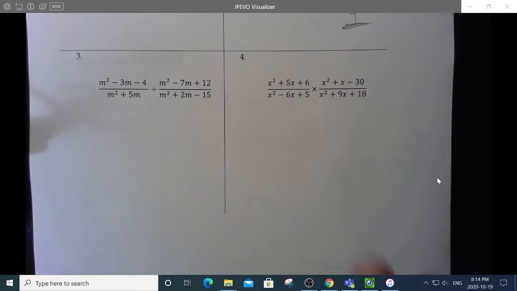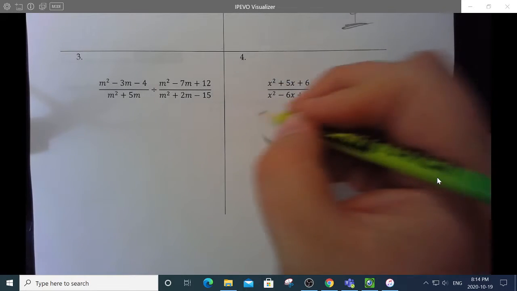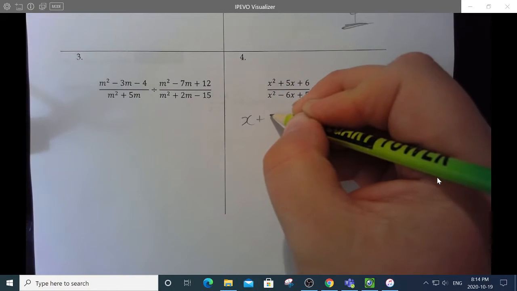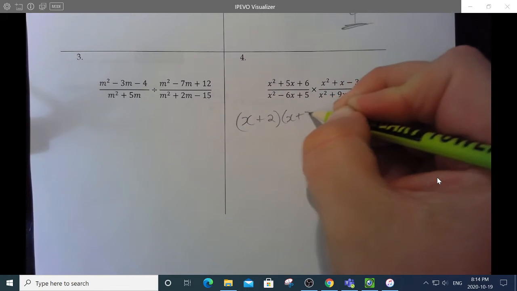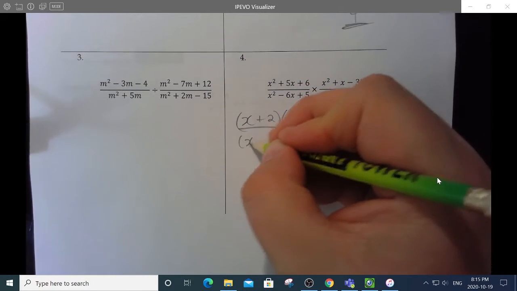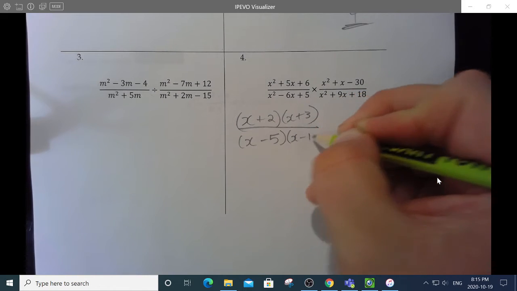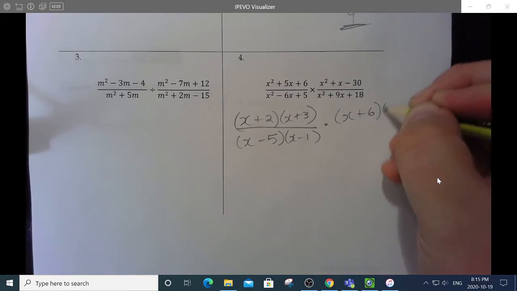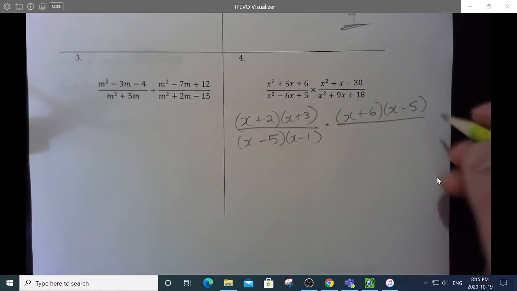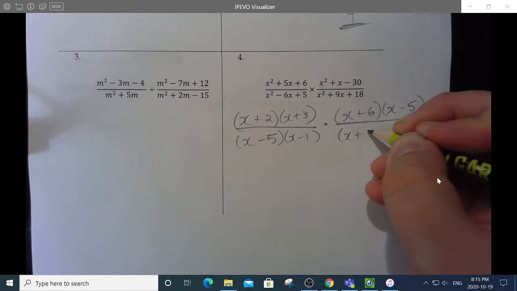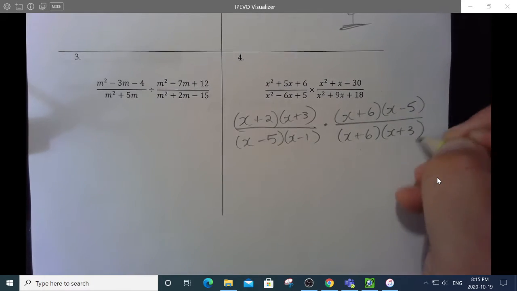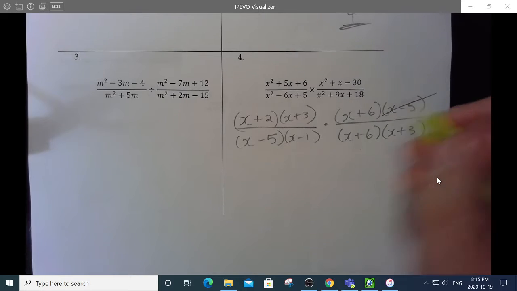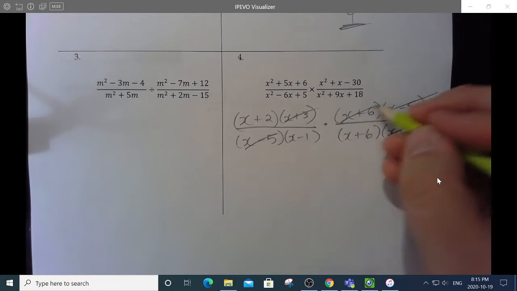Okay. I think I'm going to do 4 before 3 because 4 is actually a little easier. So, because I don't have to worry about the times the reciprocal thing. So I'm going to factor the top here. What does this factor to? Well, this is x plus 2 times x plus 3. The denominator here is x minus 5 times x minus 1. The numerator here is x plus 6 times x minus 5. And the denominator there is x plus 6 times x plus 3. And I see cancels. Bye-bye, bye-bye, bye-bye.